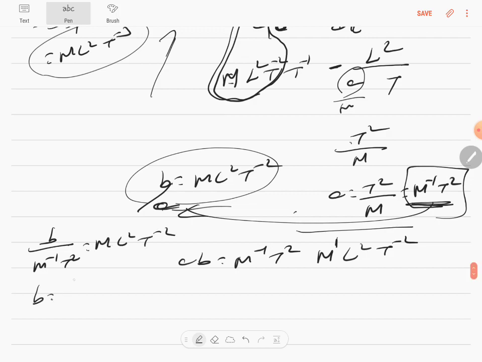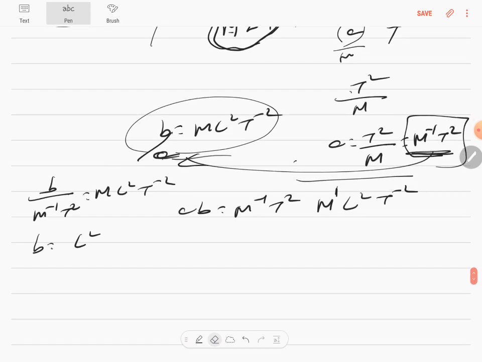Therefore, B is equal to, m will get cancelled, L square into t to the power minus 4. T is also getting cancelled. If you cross multiply, t is also getting cancelled. You're getting only L square. Thus you get B as L square.